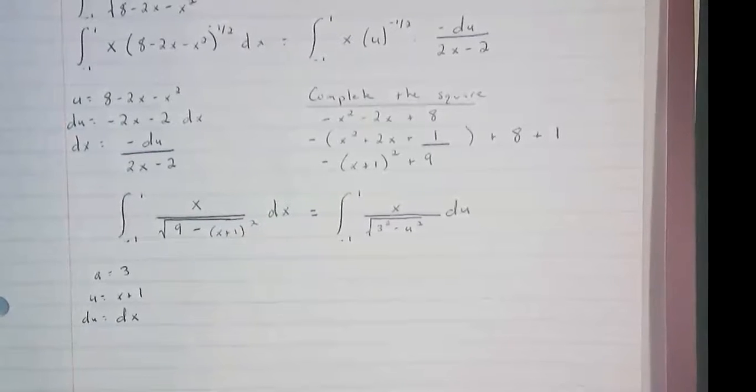We messed around with this guy. Let's mess around with this guy. So we get from -1 to 1, x over 2x minus 2, square root of 9 minus x plus 1 squared.